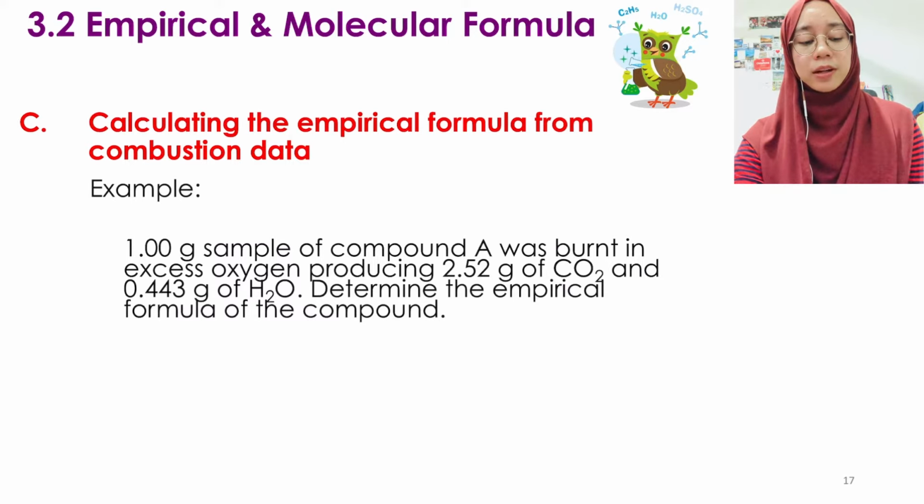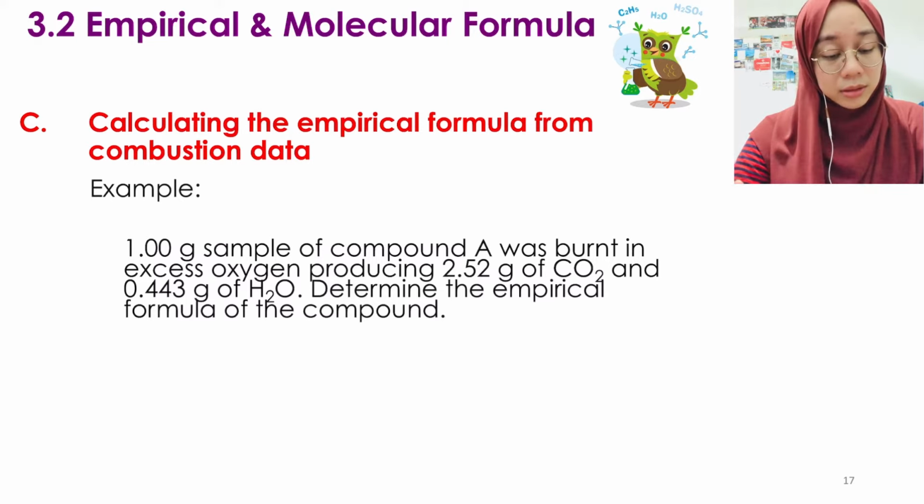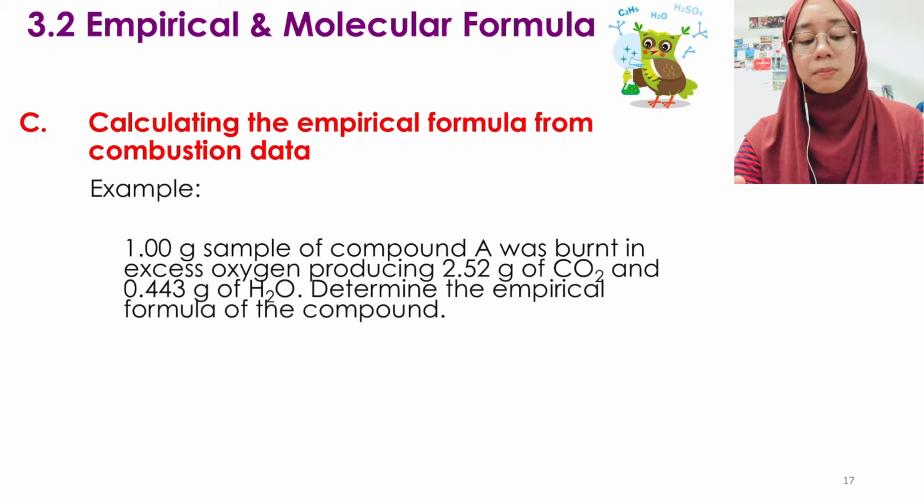Okay, so you are given a 1 gram sample of compound A, which is burned in excess oxygen, producing 2.52 gram of CO2 and 0.443 gram of H2O. Okay, so determine the empirical formula of the compound. Alright, so one thing you should know is you are not being informed directly the elements in the compound A.